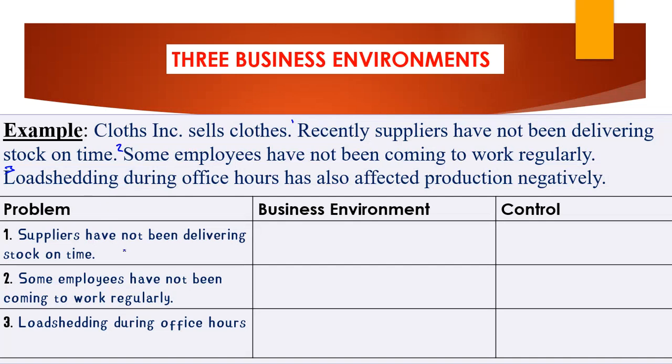So the first problem, suppliers have not been delivering stock on time. Remember, suppliers are in the market, so this would be the market environment. And we have some control over our suppliers, not complete control, but we have some control. So we can maybe complain or we can change suppliers. So we do have some control in the market environment.